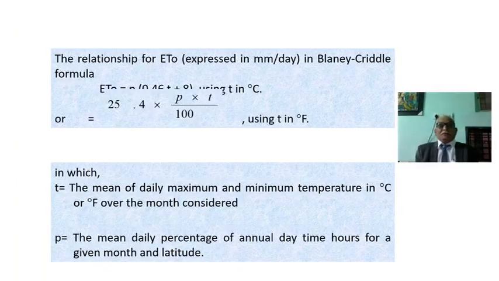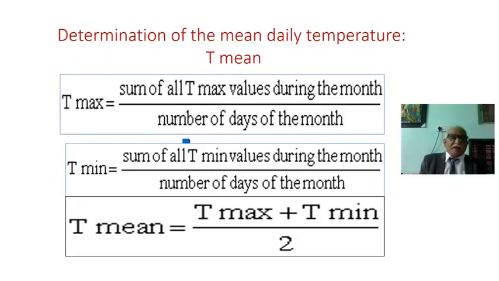For ETo, expressed in millimeters per day, that's what is very important. ETo is the reference crop evapotranspiration. Once we multiply ETo, reference crop evapotranspiration, with the crop coefficient Kc, we get the millimeters per day of the evapotranspiration. And the equation also we have discussed here: T, the mean daily maximum and minimum temperature, and p, the mean daily percentage, are very important as far as determination of the mean daily temperature, T mean, is concerned.